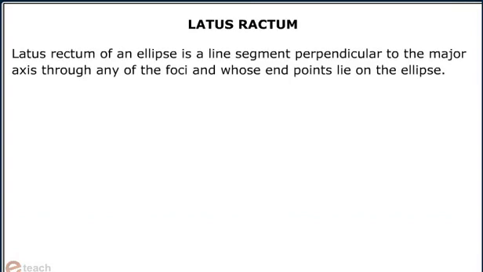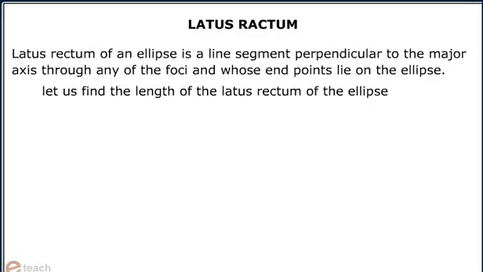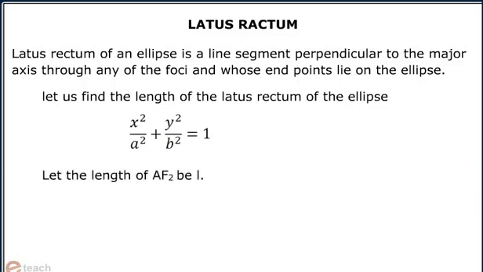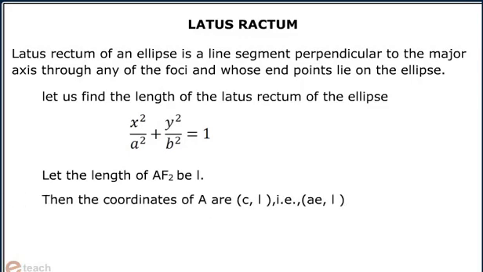Latus rectum. The latus rectum of an ellipse is a line segment perpendicular to the major axis through any of the foci and whose endpoints lie on the ellipse. Let us find the length of the latus rectum of the ellipse x²/a² + y²/b² = 1. Let the length of AF2 be l. Then the coordinates of A are (c, l), that is, (ae, l).